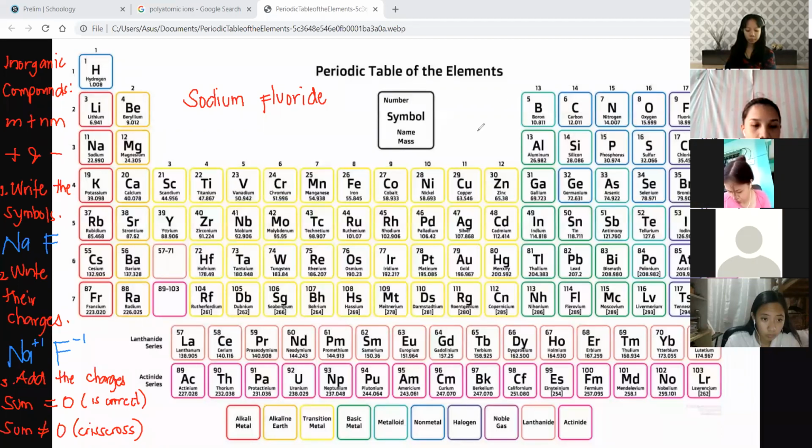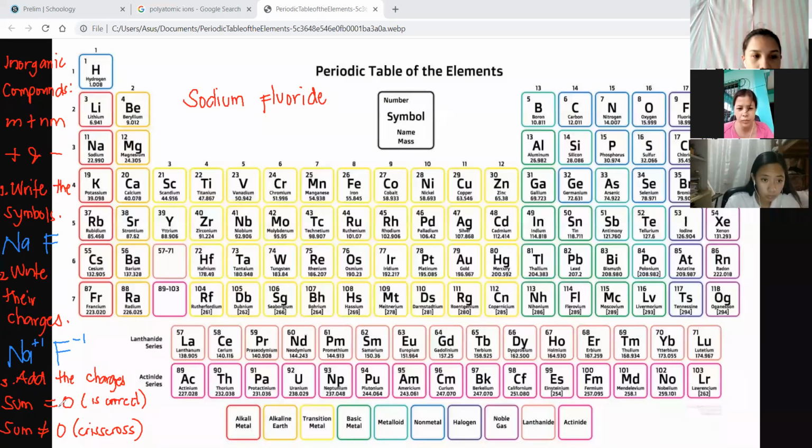Pila na siya? 1, ma'am. Positive 0. +1 plus -1 is equal to 0. So ingon diri pag ang sum daw is equal to 0, the formula is already correct. All we need to do is to combine the symbols. So the correct formula for sodium fluoride is just the combination of their symbols. NaF.